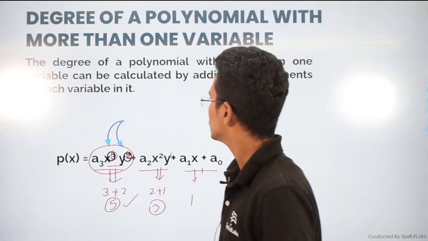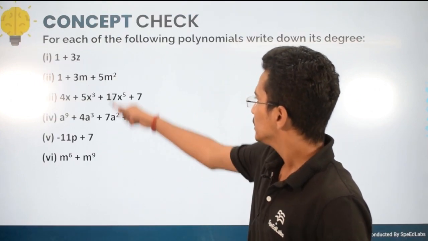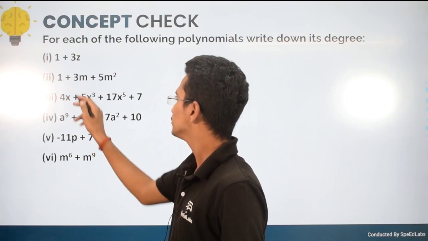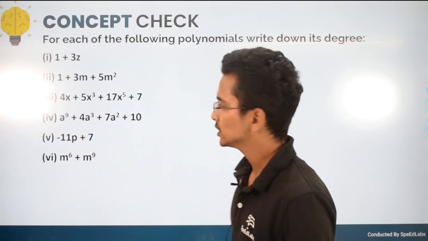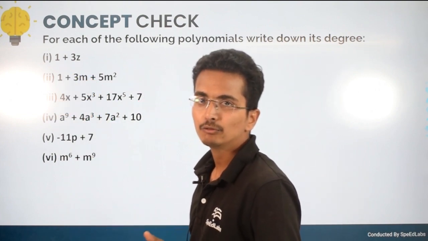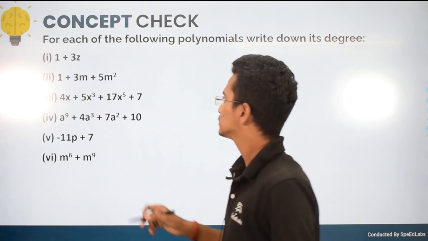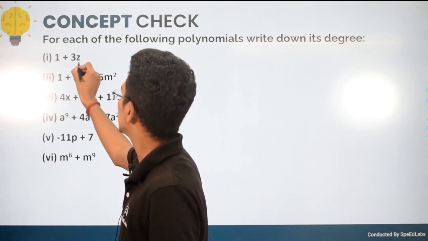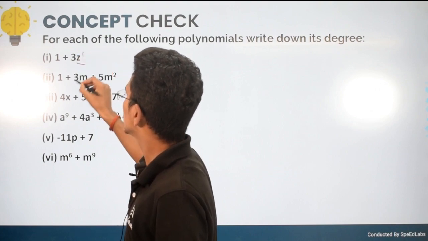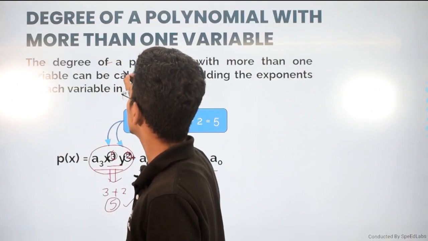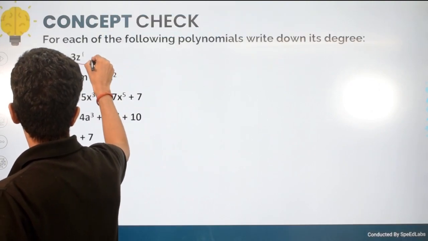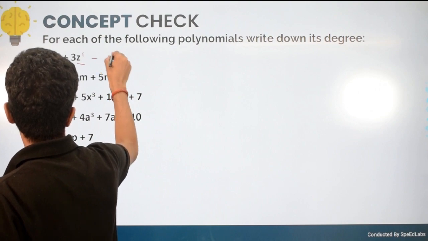Let's have a look at them. Here we have some polynomials in which each term has only one variable. This is the first case. In each polynomial we will check the exponents of the variables. In the first expression the variable is z, and its power is 1. So what is the degree of this polynomial? The degree of this polynomial will be 1.